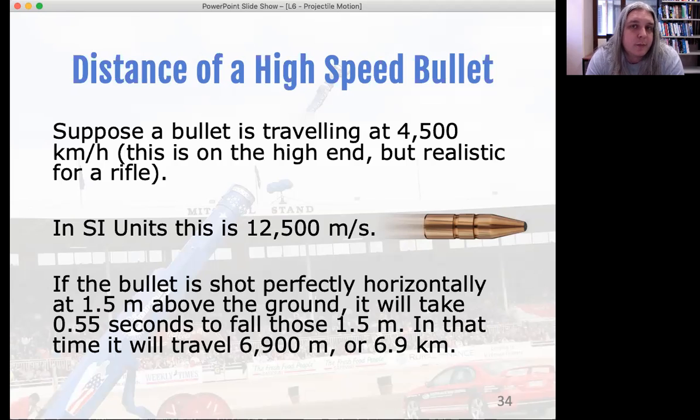If the bullet is shot perfectly horizontally at 1.5 meters above the ground, then it would take 0.55 seconds to fall those 1.5 meters. That's just our standard vertical acceleration due to gravity, because of course the horizontal velocity doesn't affect the acceleration due to gravity. That vertical motion is not affected by the horizontal motion. So it will take 0.55 seconds to fall 1.5 meters, and in that time it will travel 6,900 meters or 6.9 kilometers. The problem is, though, that the Earth is not actually flat.